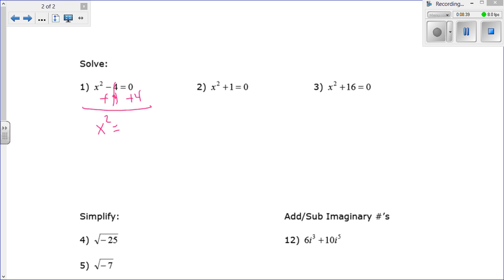So x squared is equal to 4. Take your square root. So x equals plus or minus 2. Do not forget your plus or minus.